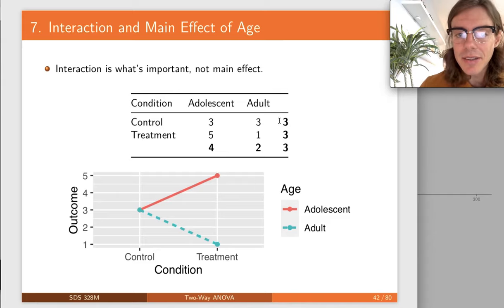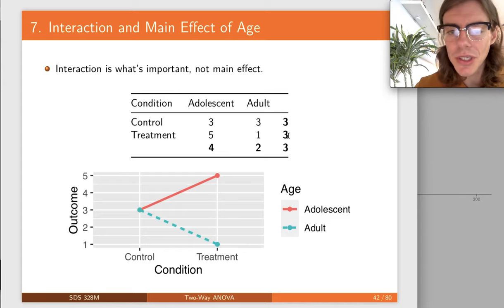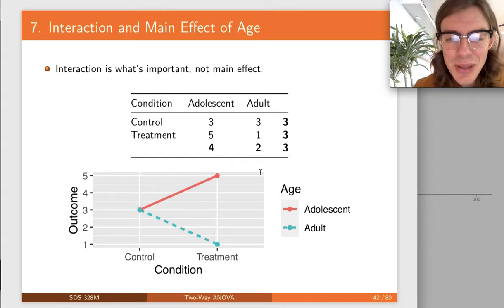It looks like in the control group, on average, the average outcome is 3, right? So if you're in the control group, you have an average outcome of 3. If you're in the treatment group, you have an average outcome of 3. So it doesn't look like the drug is working. But what's really going on here?